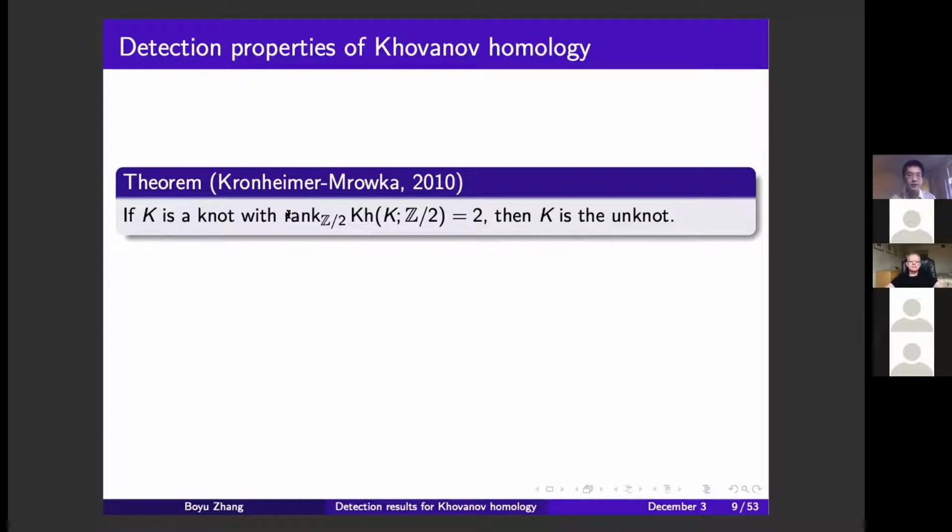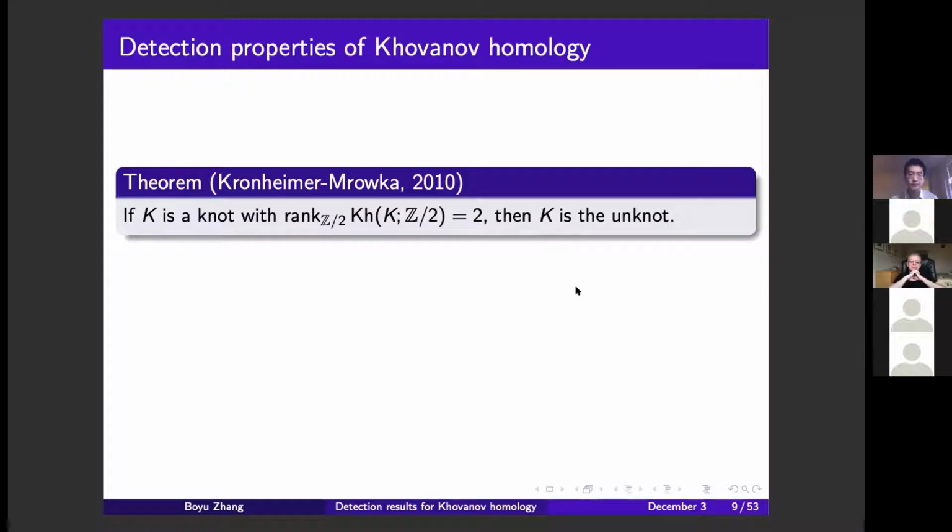detects the unknot. And in fact, if we look at the statement of their theorem, it's even stronger than just having an unknot detection property. What they actually proved was that the rank of the Khovanov homology already distinguishes the unknot. So in the statement of the theorem, all we need to know is that the rank of the Khovanov homology of the knot is the same as the rank of the Khovanov homology of the unknot, and we don't even need to a priori know the grading of the Khovanov homology to conclude that K has to be the unknot.